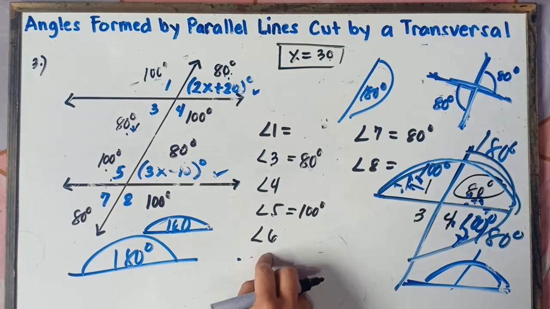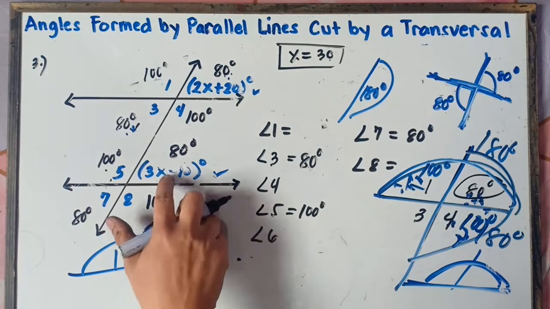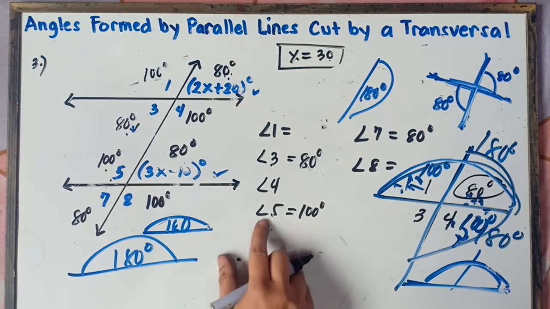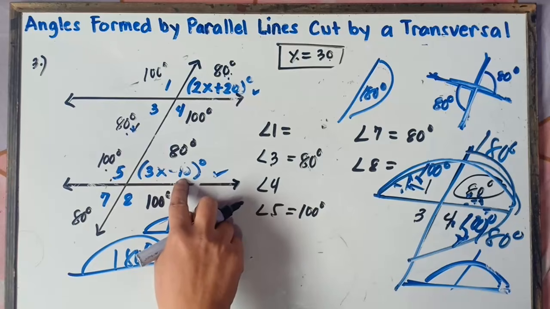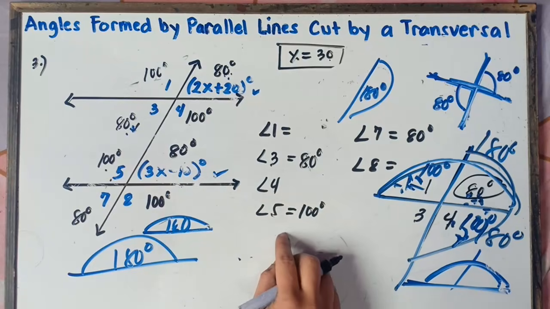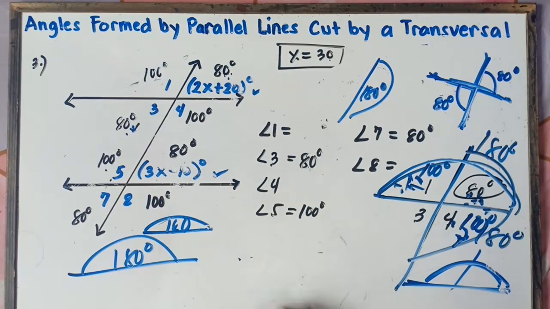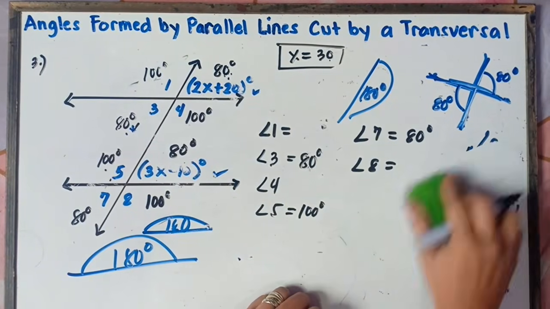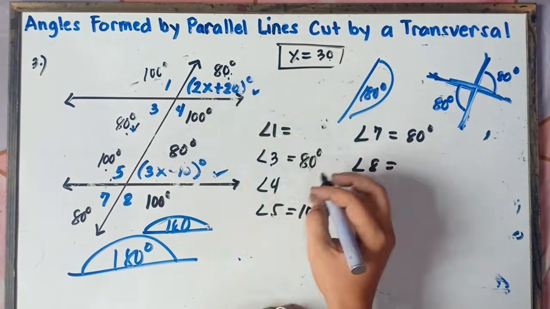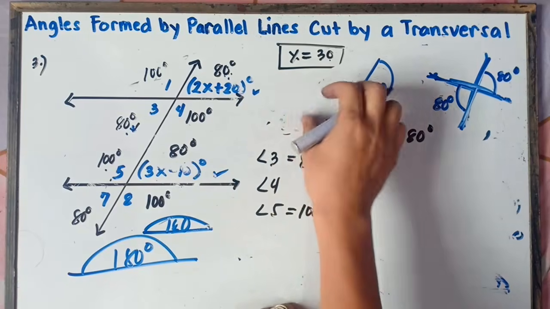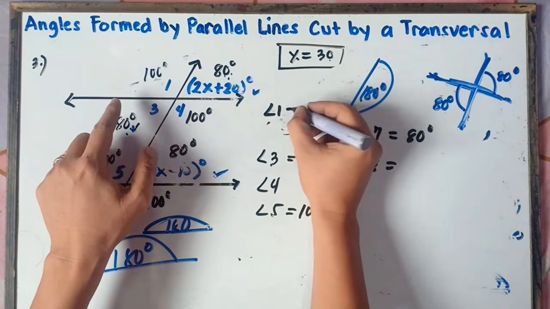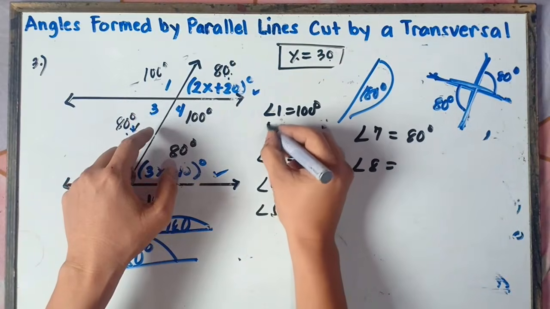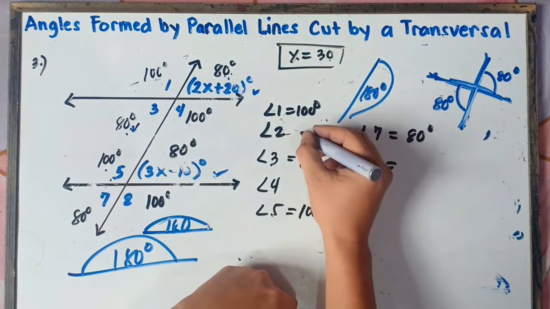Alright, so, angle 6. Do we have angle 6? Nope, we don't have angle 6. Angle 5. This is angle 6, 80 degrees, right? Given. So, we have this one. Okay, let me just write this one. This is angle 2 a while ago. So, angle 2 is 80 degrees. Okay, angle 1 is 100 degrees. Angle 2, we solved that. That would be 80 degrees.